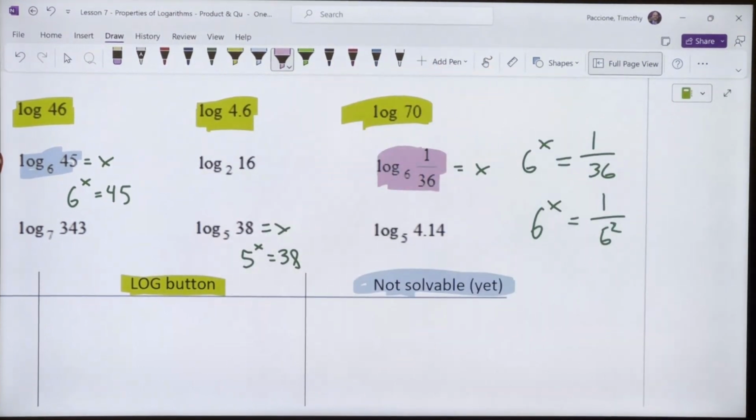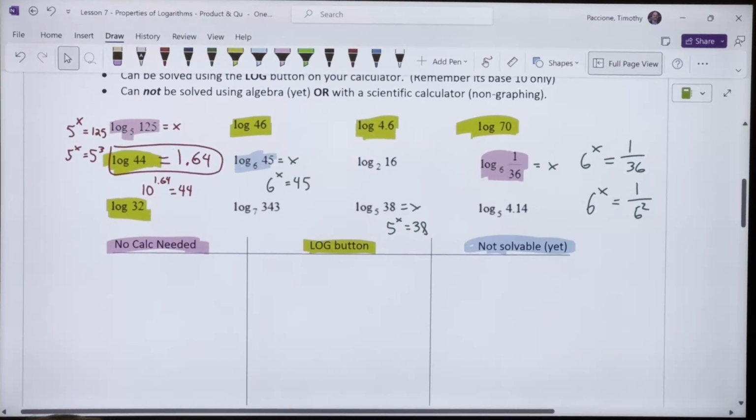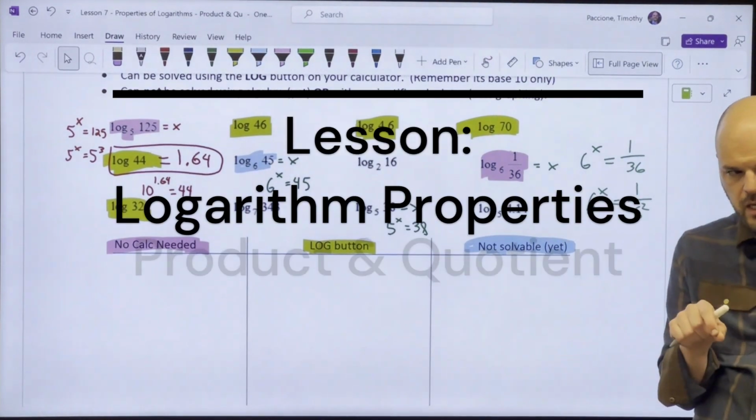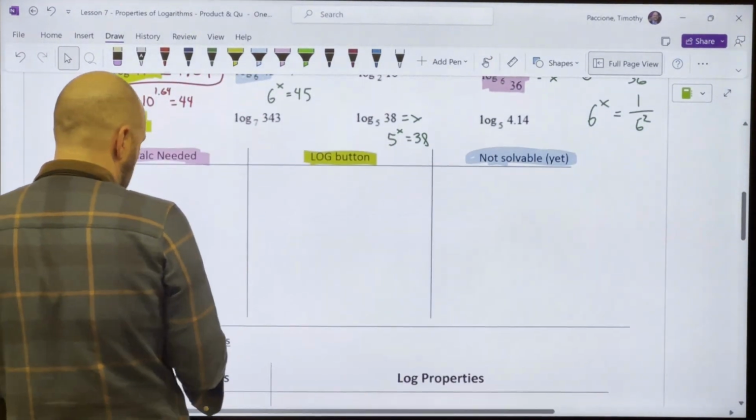Okay? All right. Any other questions on these? Okay, cool. Hopefully that helps you kind of differentiate between what you can do, what you can't do at this point. Okay? Now, moving along.